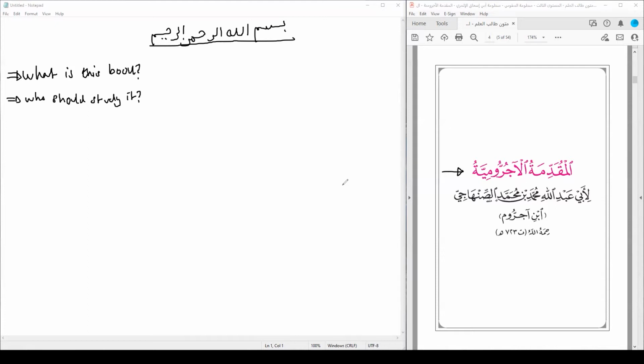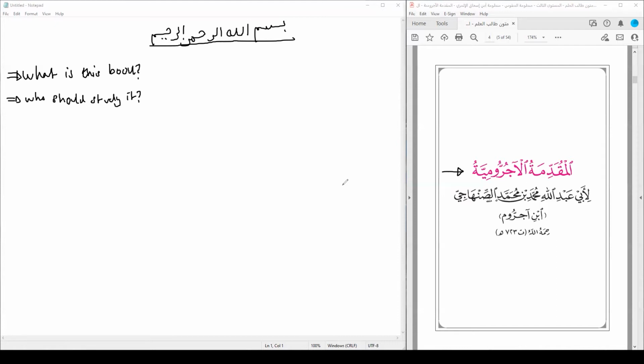And this book is a book in Ilmun Nahu, in the science of Arabic grammar. And it is a beginner book. So usually students who are at the beginning, who have not studied Arabic grammar before, this is one of the first mutun that they will come across. So that answers for us what is this book? It's a book in Arabic grammar.